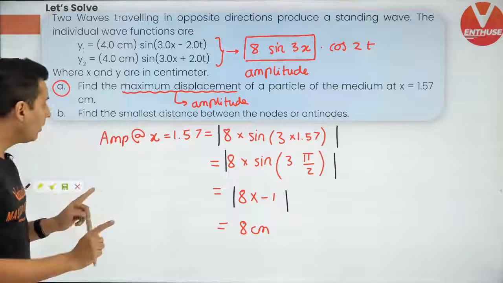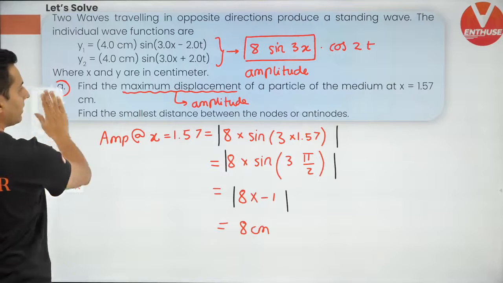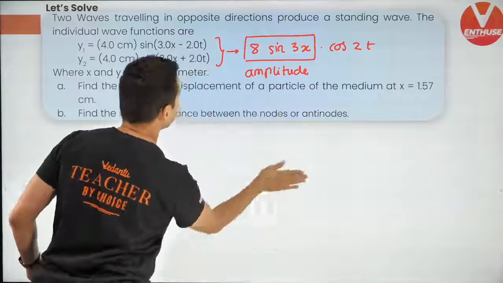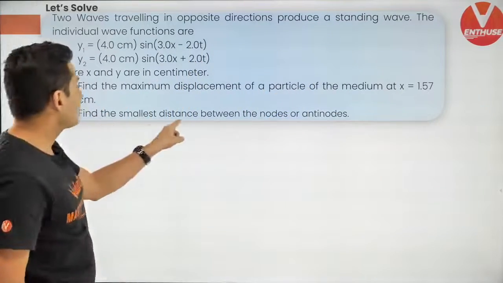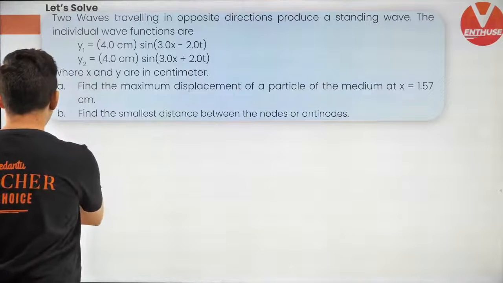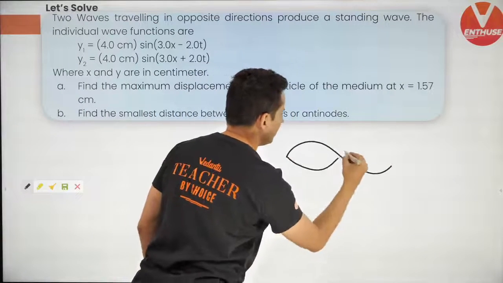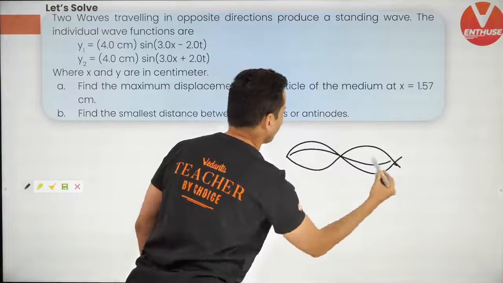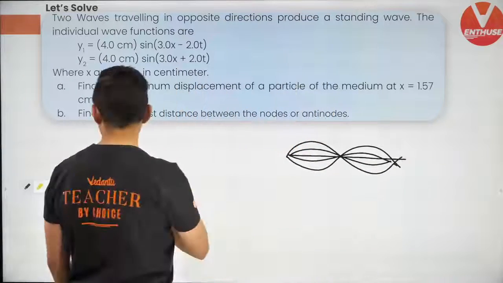Okay. Now this is only the first part. Now let's go to the second part. Now find the smallest distance between the nodes or the antinodes. So guys, if this is how the standing wave is going to look eventually, these are the standing waves. Okay, it looks something like this.